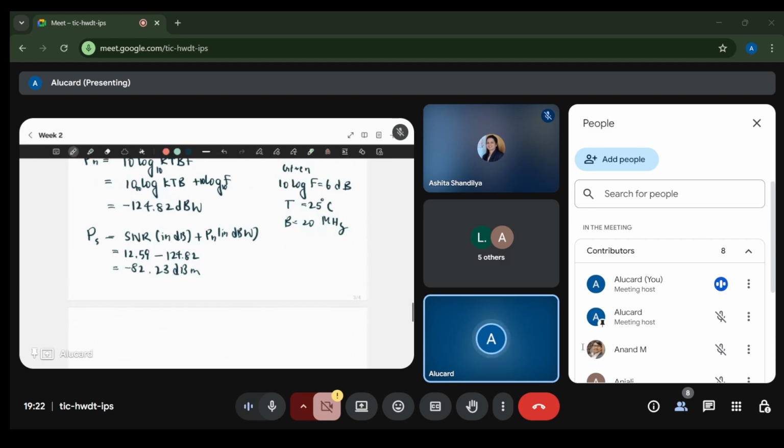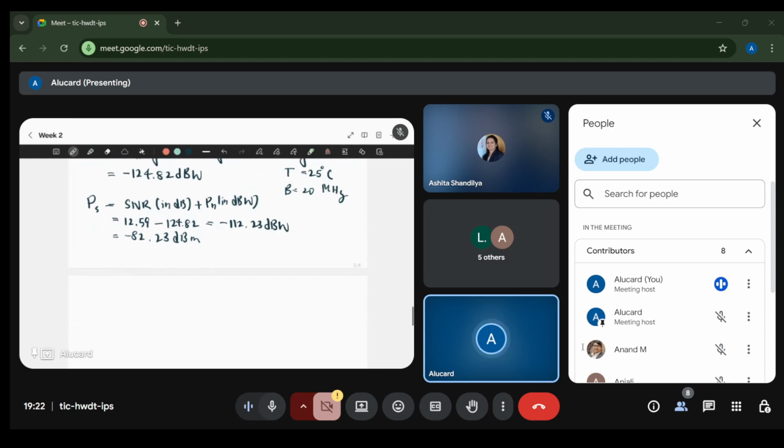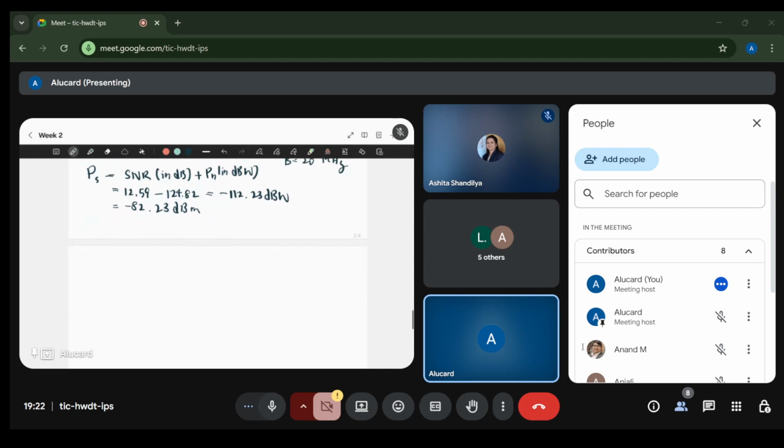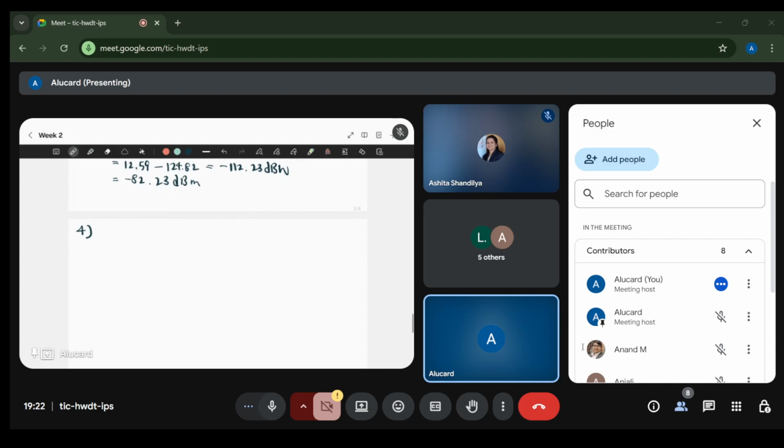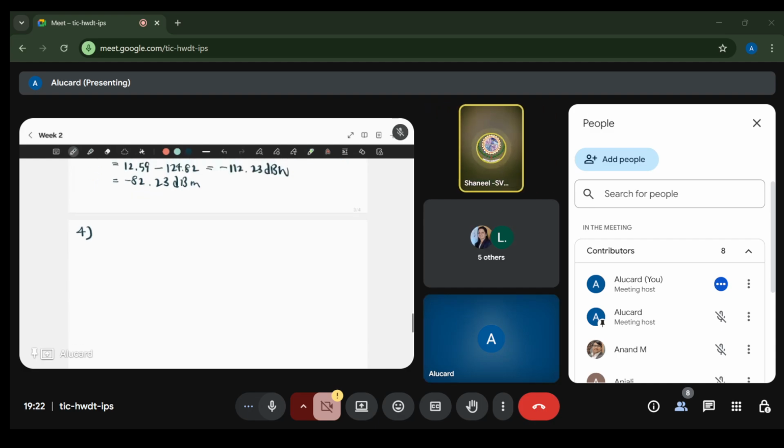So from dB, if you want to go to dBm, you just add 30. So this is actually minus 112.23 dB watts. Sometimes the option will be in terms of dB watts, sometimes in dBm. So if you want to go from dB watts to dBm, you add 30. If you want to go from dBm to dB watts, subtract 30.